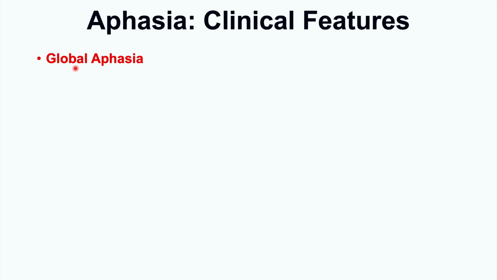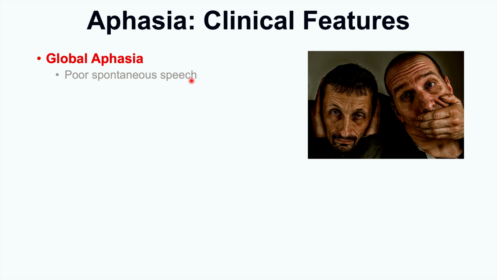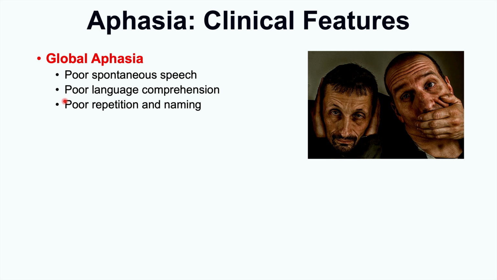The next one we're going to talk about is global aphasia. So global aphasia is going to, again, involve both Broca's and Wernicke's areas. So because it involves Broca's area, we're going to have poor spontaneous speech. They're not going to be able to initiate speech properly. And because they also have issues with Wernicke's area, they're going to have poor language comprehension as well. And because they have both of these, they're going to have poor repetition and naming. And they can often be unable to read or write. Because of all of these, this is the most severe type of aphasia.